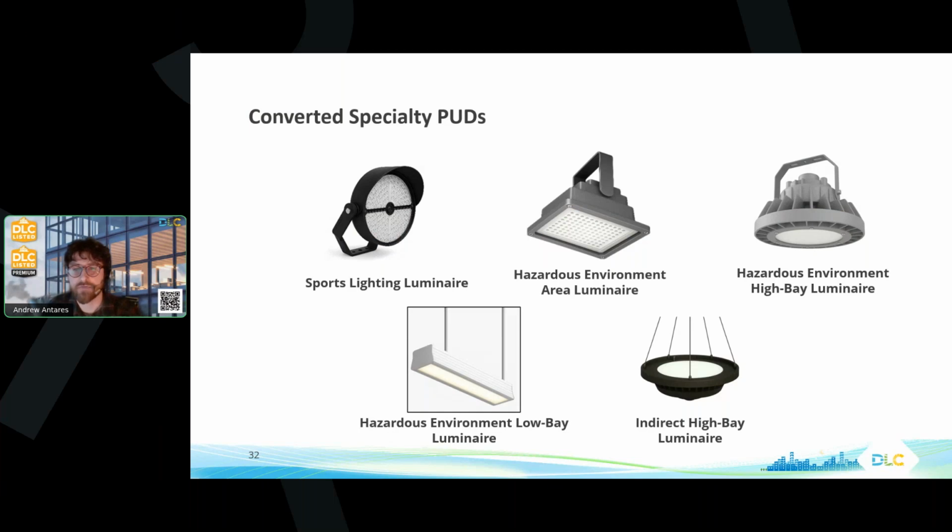We've selected these 5 for conversion based on quantity of listings on the QPL, as well as sustained interest in listing them across updates to the SSL program. These behaviors indicated to us that these products should no longer be considered specialty. We're converting sports lighting, which was previously called sports floods, 3 types of hazardous environment products, and the indirect high bay. So now that these products are no longer specialty, they will be eligible for premium, and it will be easier for energy efficiency programs to create measures to incentivize them.